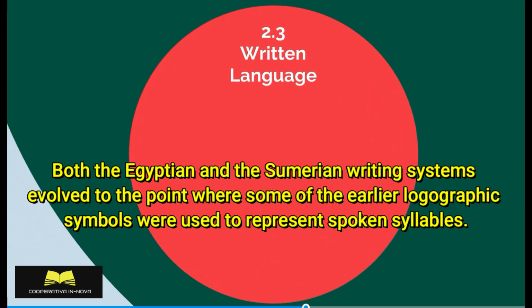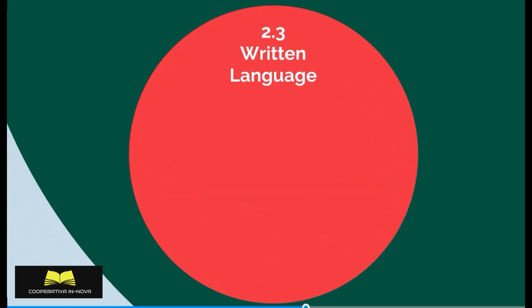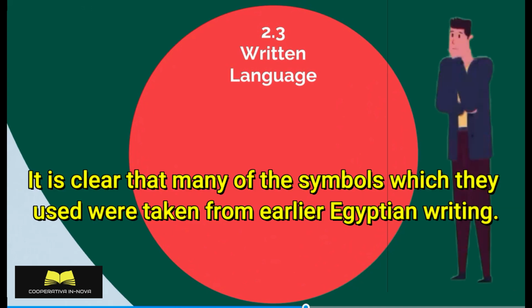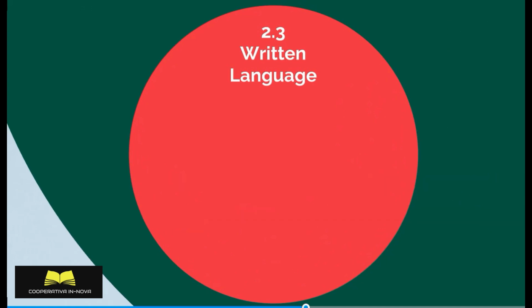Both the Egyptian and the Sumerian writing systems evolved to the point where some of the earlier logographic symbols were used to represent spoken syllables. However, the full use of a syllabic writing system does not appear until that used by the Phoenicians. It is clear that many of the symbols which they used were taken from earlier Egyptian writing.